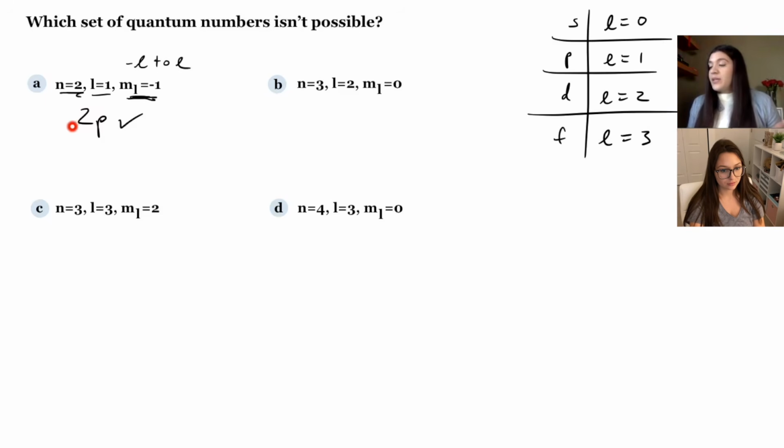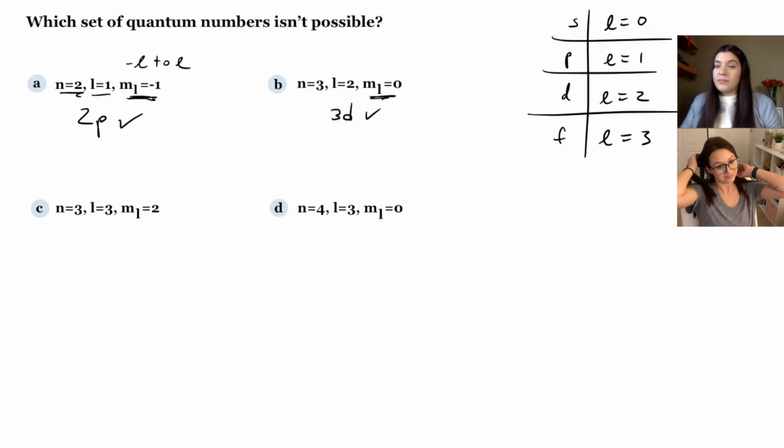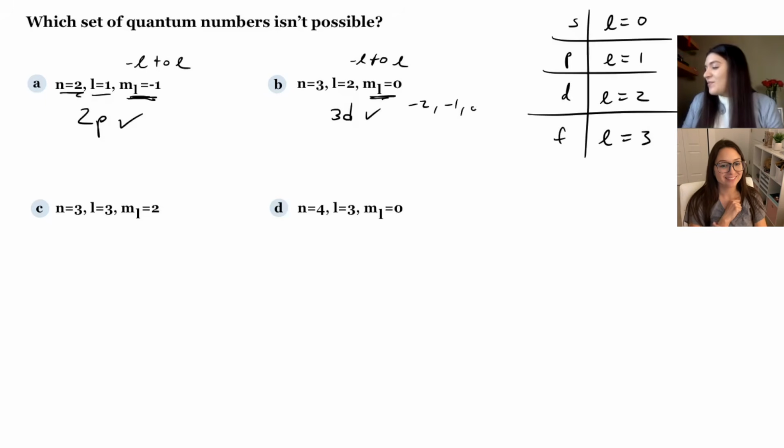So then looking at B, once again, the last one was 2p. What would this be? So this one would be 3d. Good. Is that allowed? Looking at our periodic table, can we have 3d? Yes, it does exist. So check. Next thing we look at is the m sub l. Can m sub l be 0? Yes. Good. Because it would be -2, -1, 0, 1, 2. Exactly. Perfect. So that one's fine.